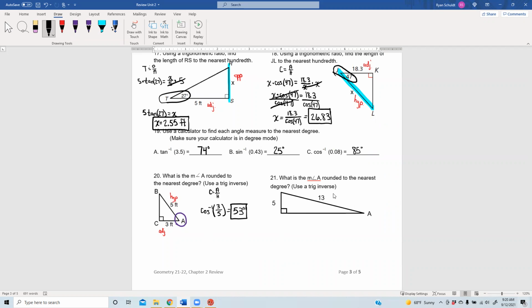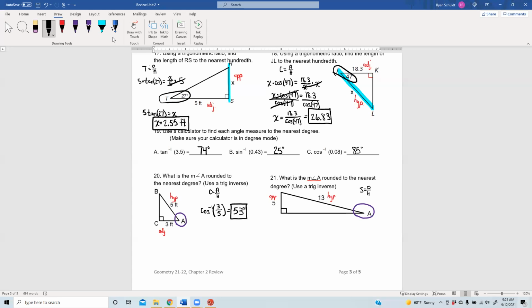And 21, find the measure of angle A to the nearest degree. So where's A? A is right there. So how does the 5 relate? 5 is opposite. The 13 is your hypotenuse. So which one uses opposite and hypotenuse? Sine.